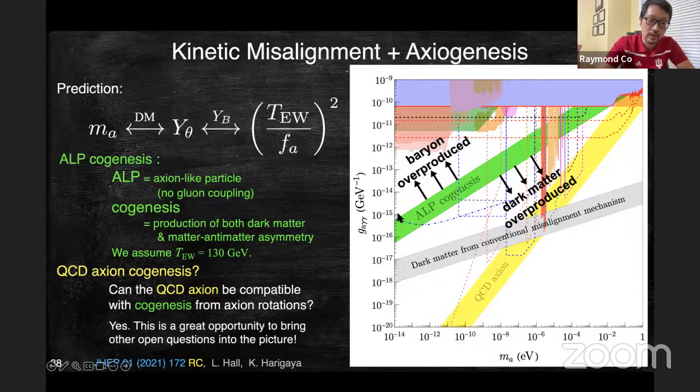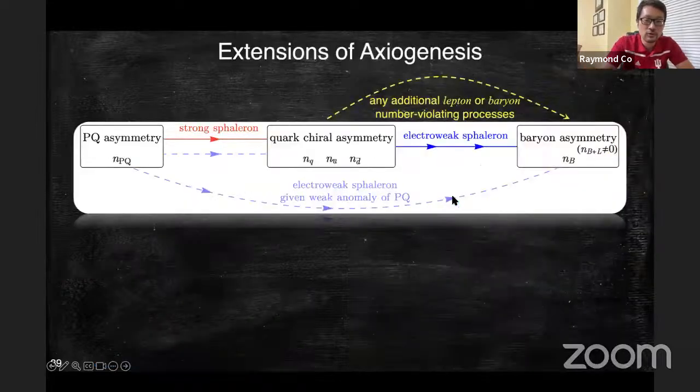All right, so the final thing I want to touch on is that this ALP cogenesis is for the axion-like particle. So can we do better? Can we actually make it consistent with the QCD axion instead? So that would be called the QCD axion cogenesis. And the answer is yes. And the model building is also very straightforward.